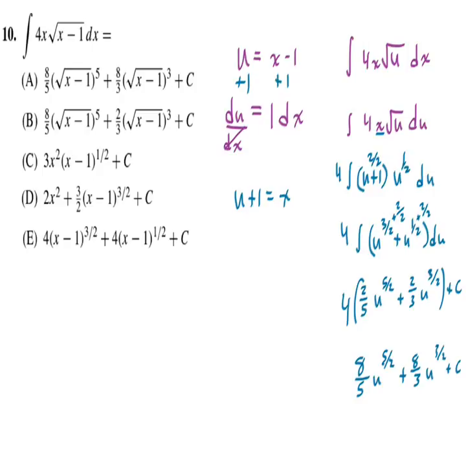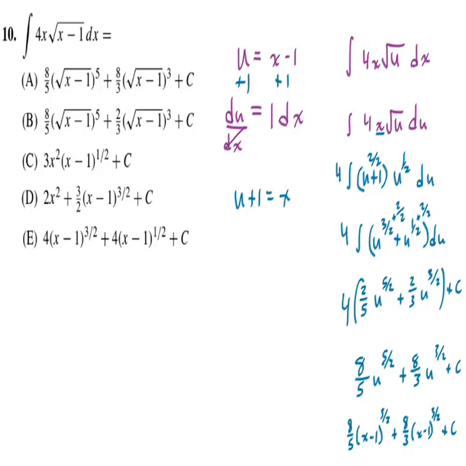Now you might be getting excited because you might be able to see which answer we're going to get when we're finished. I'm going to put the u in, and then I'll change the fraction exponents to square root signs, radicals. So we have 8 over 5, and we're going to plug the u back in, which is x minus 1. I got that from this. And that's being raised to the 5 over 2. And then we have 8 over 3, x minus 1, and that's being raised to the 3 over 2, plus c.